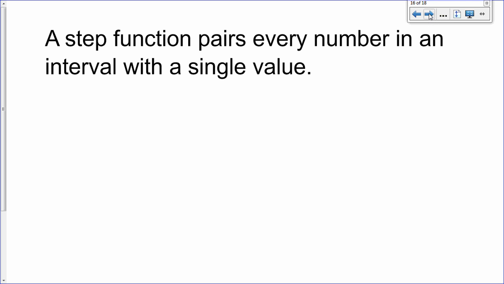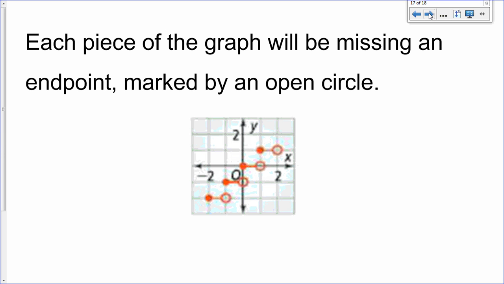A step function pairs every number in an interval with a single value. So it's still a function. You're still going to have one value for x, and it's still going to match up to one value for y. Each piece of the graph, though, is going to be missing an endpoint marked by an open circle.